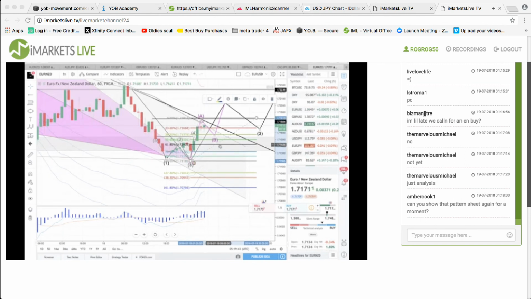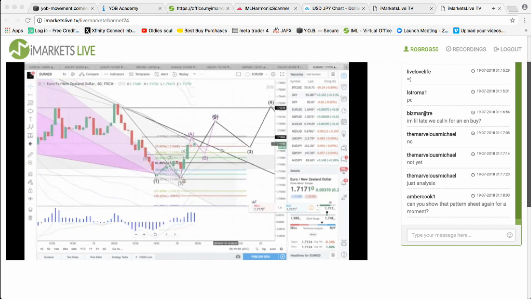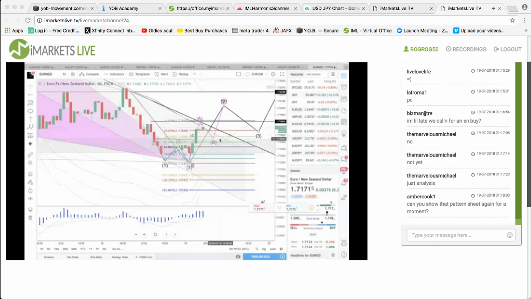If this market comes back down to here, to this entry zone, and I get rejection off of this, I'm going to take this trade back up high. Okay, that's how I get into multiple entries with my scanner.